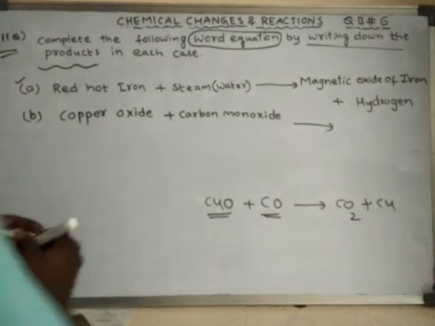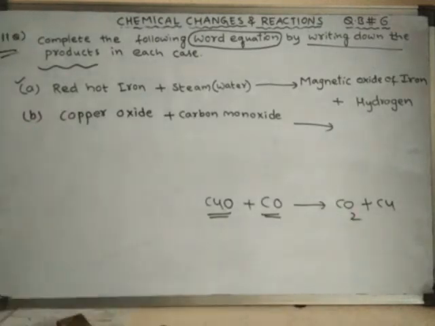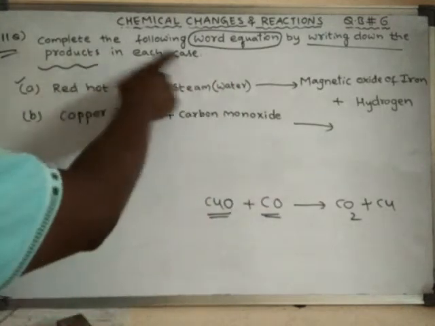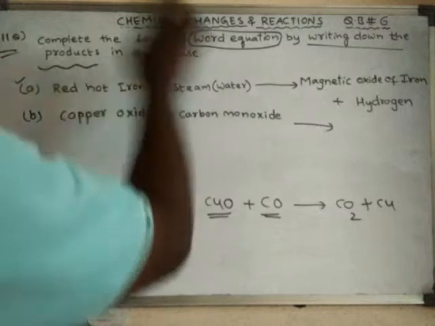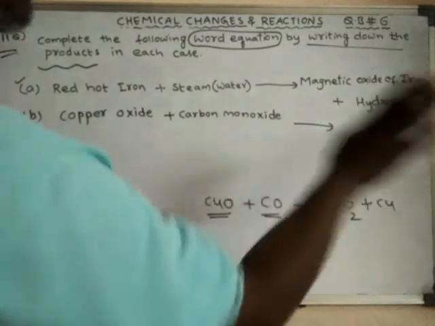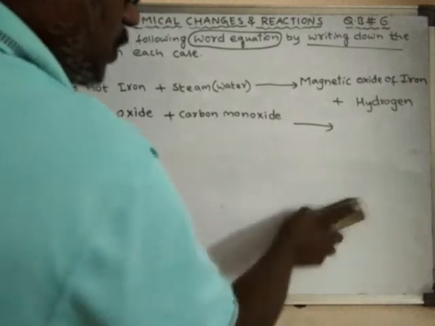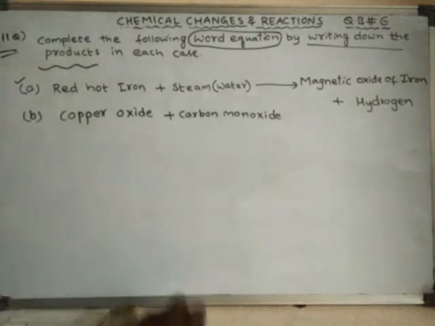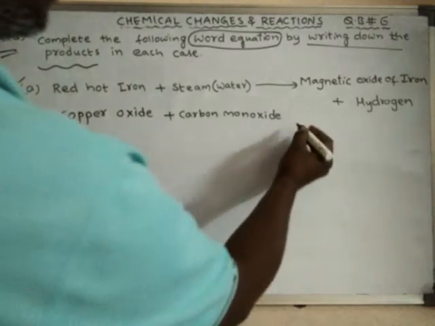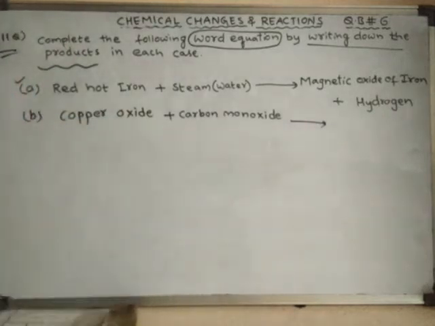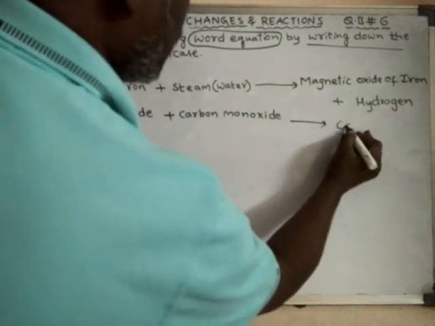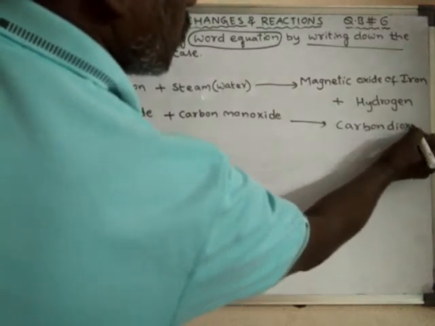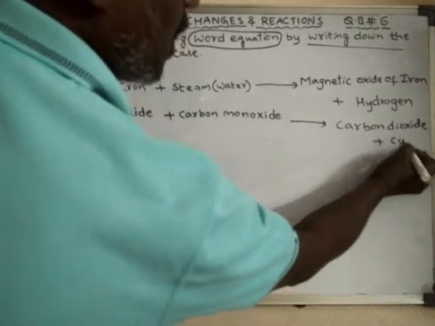In the question, we are asked to complete the word equation only, so there is no need of writing a chemical equation. Two reactants are given, and we have to write the products. When these two react with each other, the products formed are carbon dioxide and copper.